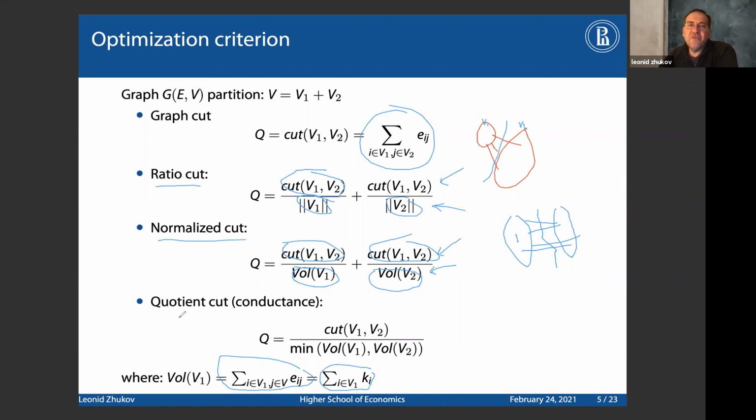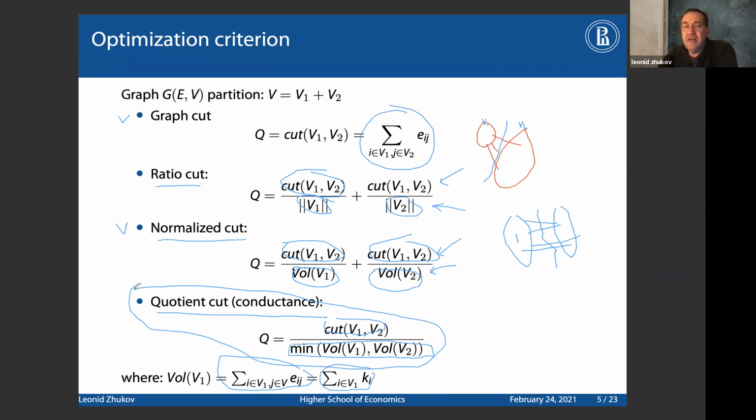Now, finally, there is a metric which computer science theoreticians love, and it does have a lot of cool properties. It's called conductance or quotient cut, and it has the following value: the cut divided by the minimum of those two volumes. Now, in fact, most of the time we're going to be using this metric or this metric.